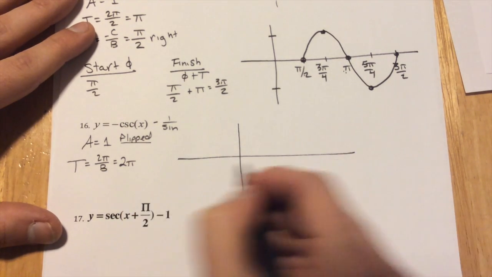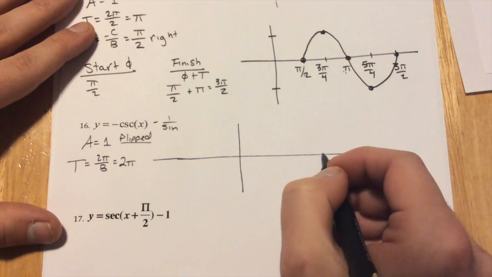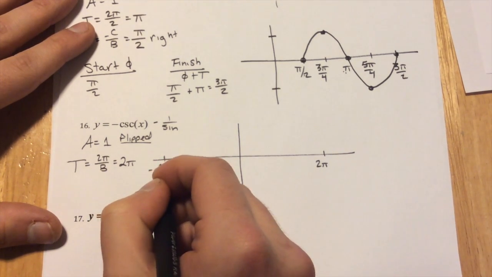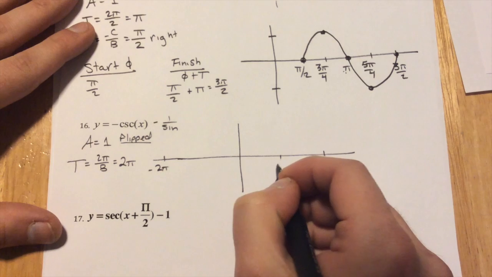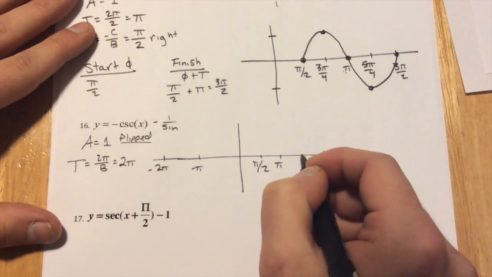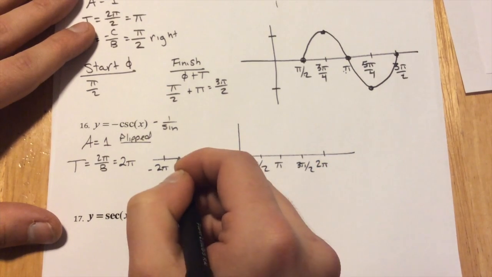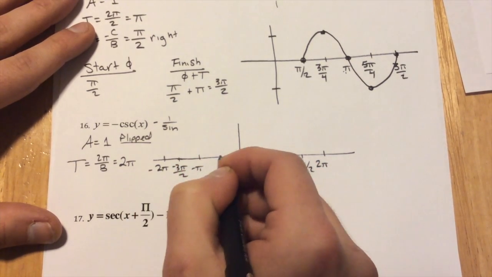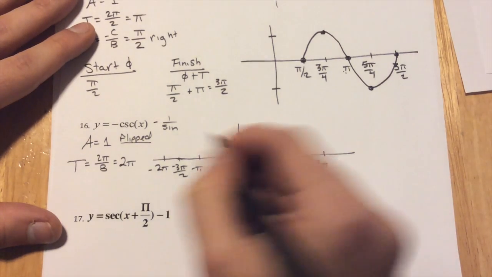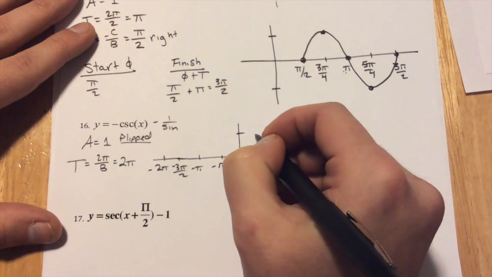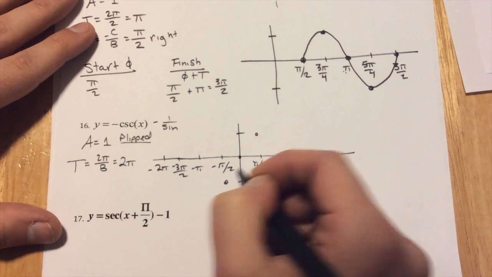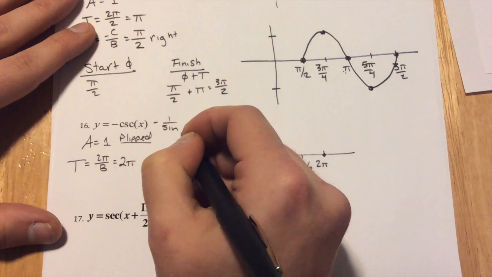So I'm going to take my cosecant, stretch it out a little bit. I'm going to go to the right, 2 pi. I'm going to go to the left, negative 2 pi. Halfway, pi, negative pi. Halfway, pi over 2, 3 pi over 2, negative 3 pi over 2, negative pi over 2. My amplitude is 1, so I go up and down 1. This is just like a sine, so I get my normal sine points here. And I'm just going to extend it out, walk it the other way.